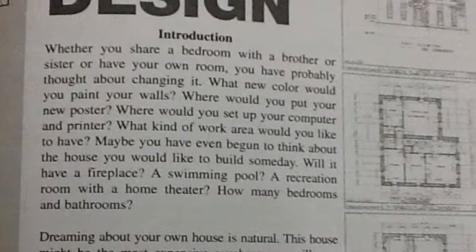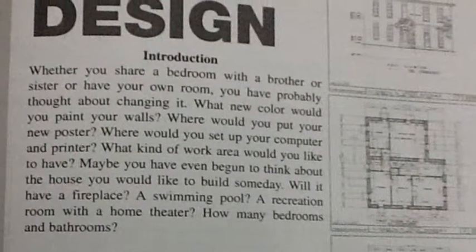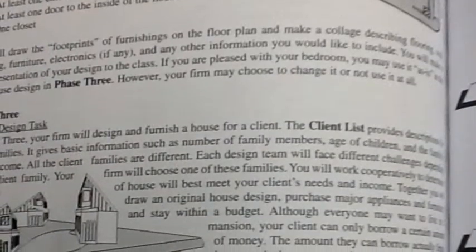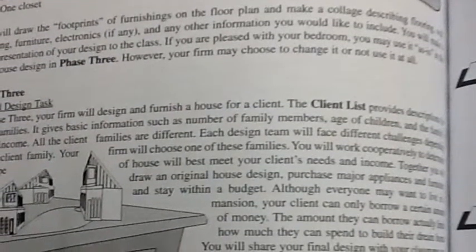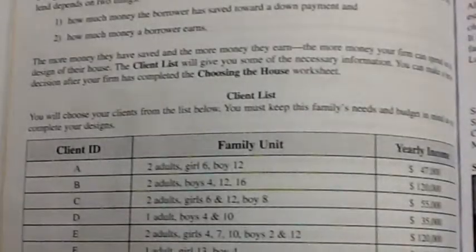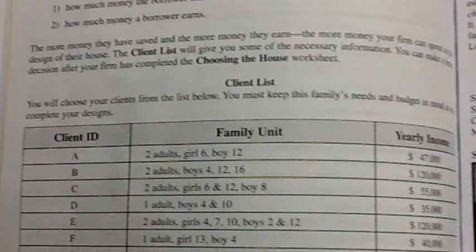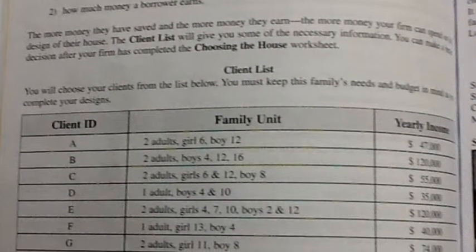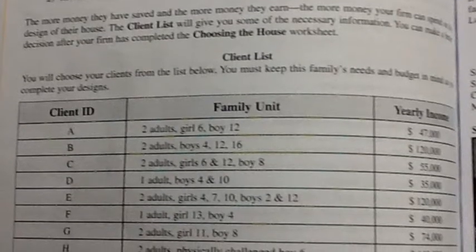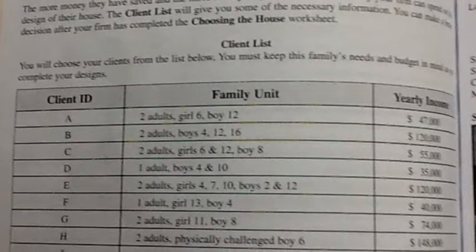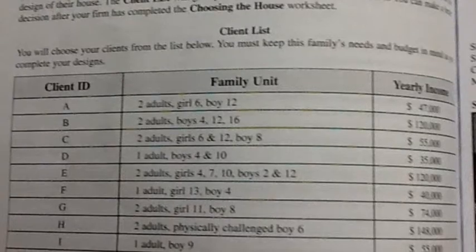At this time, if you haven't already read through your student guide, shown here in the pictures, go ahead and read through the first 3 pages. If you also notice on page 4, there is a client and family unit list along with the income that they make yearly. I want you to start looking at this and decide what client you would like to build for.